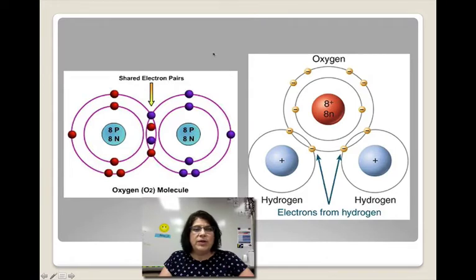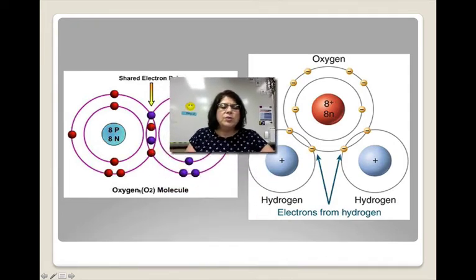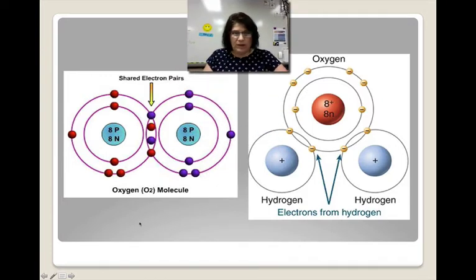Let's look at an example of each. Here we have an oxygen molecule. They are sharing electrons right here down the middle. We have two pairs of electrons being shared evenly between the two atoms. So this is a nonpolar covalent molecule.